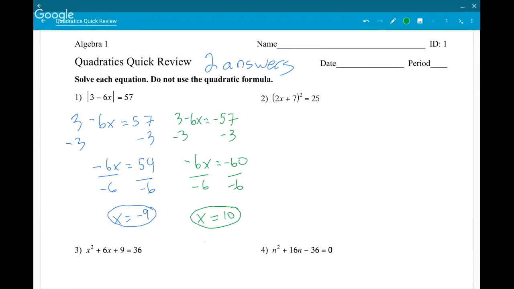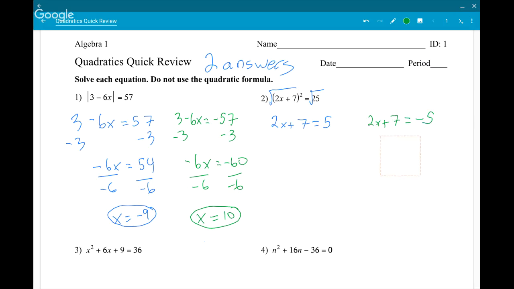Okay, moving on. Number 2. The first thing we're going to do here, we have a squared all by itself, and we're going to take the square root of both sides. Okay, and here's where we're going to create our two different equations. The first equation that we're going to create is 2x plus 7 equals 5. Here's where we're going to create the second equation. The second equation we're going to create is 2x plus 7 equals negative 5.